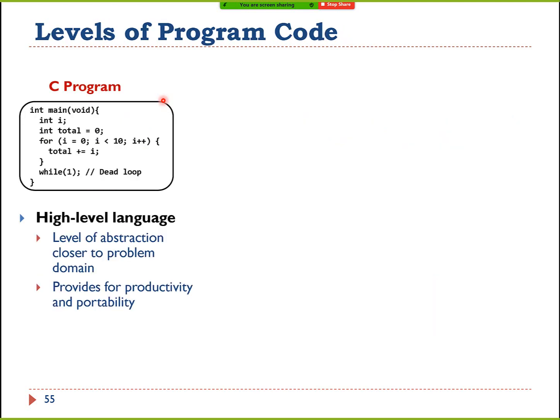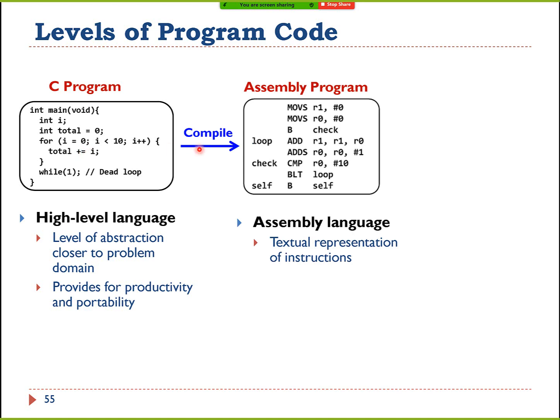So let's look at the levels of our code. For example, we might have a high level language such as C. This is code written in C, which is much better and easier to understand, easier for us to write and maintain, and to reuse in other code as well. Once we compile this code, the compiler gives us an assembly program. It gives a textual representation of instructions, saying move some numbers, do some kind of branching, add numbers, compare them, and so on.